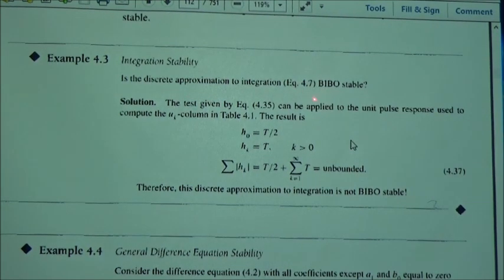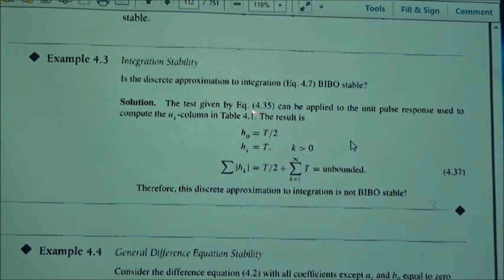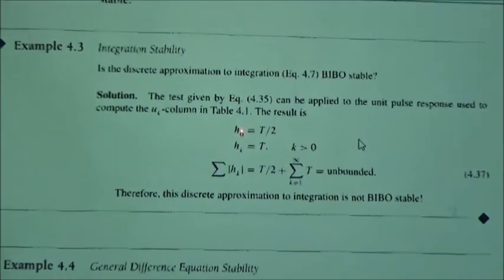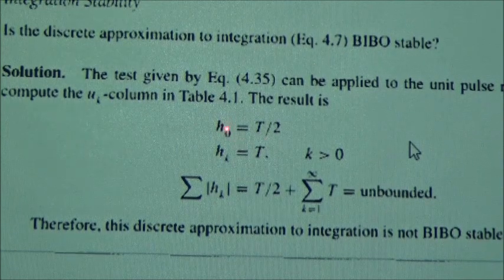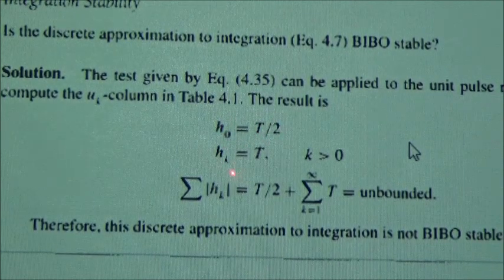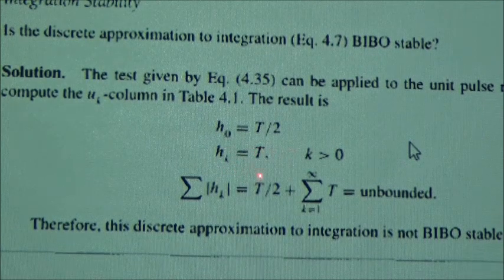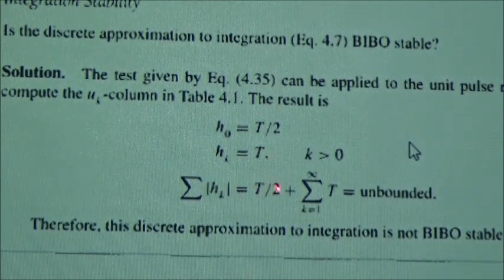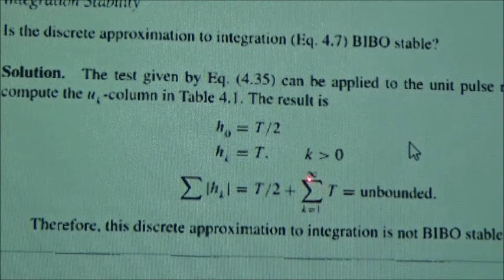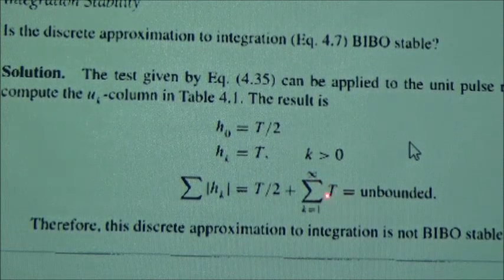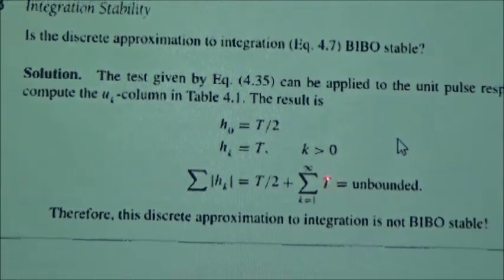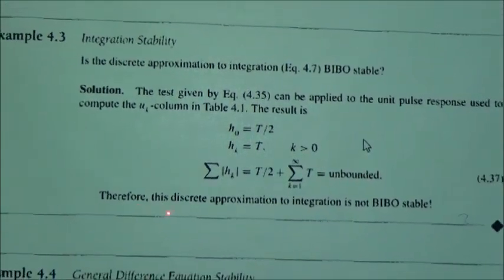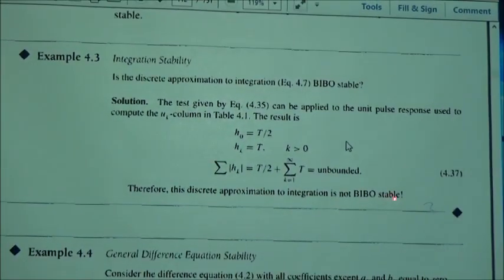Is this system, equation 4.7, which was again the trapezoidal rule, stable or not? We can see that for K equal to 0, if you plug it into the equation, it's H of 0, T over 2. For the ones above that, it's T. As you can see, the sum is going to be T over 2 plus the sum for K equal to 1 to infinity. So this is going to keep going up and up. It's just going to be 2T, 3T, 4T, 5T, and unbounded. So therefore, this discrete system is not BIBO stable.